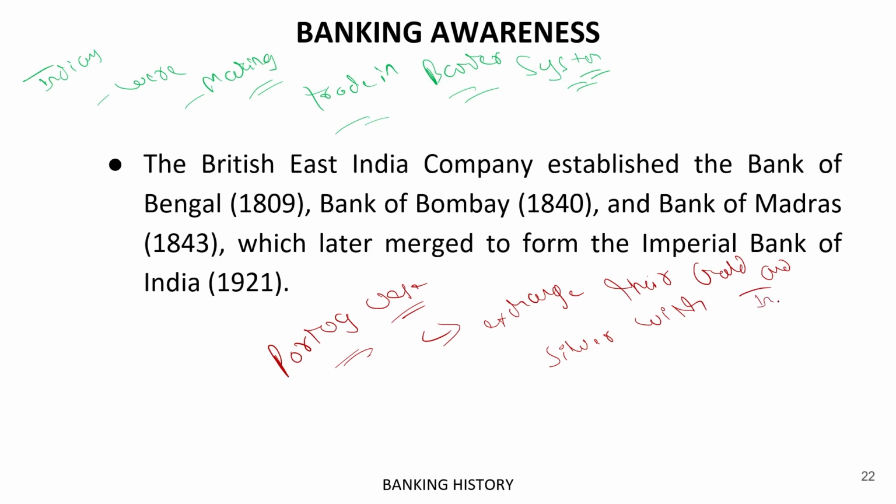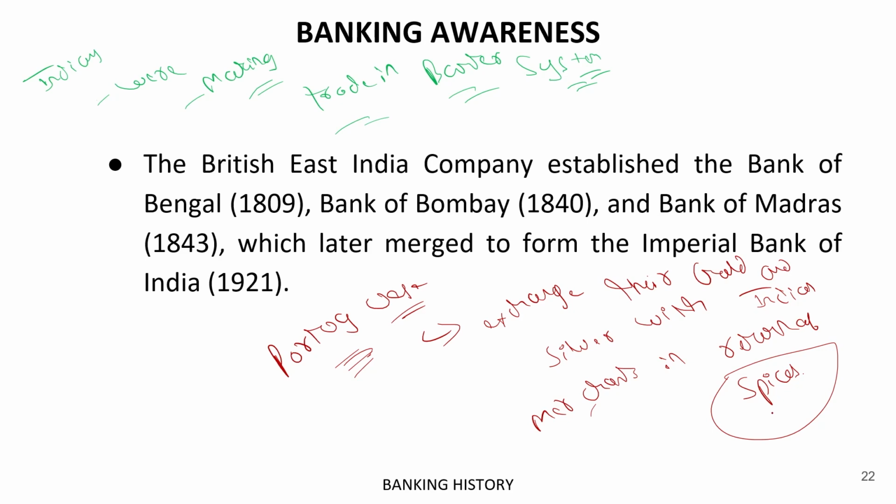with Indian merchants in return for spices, because spices were greatly demanded in the European market. But gold and silver were not an appropriate thing to exchange for spices. That's what the Britishers understood.